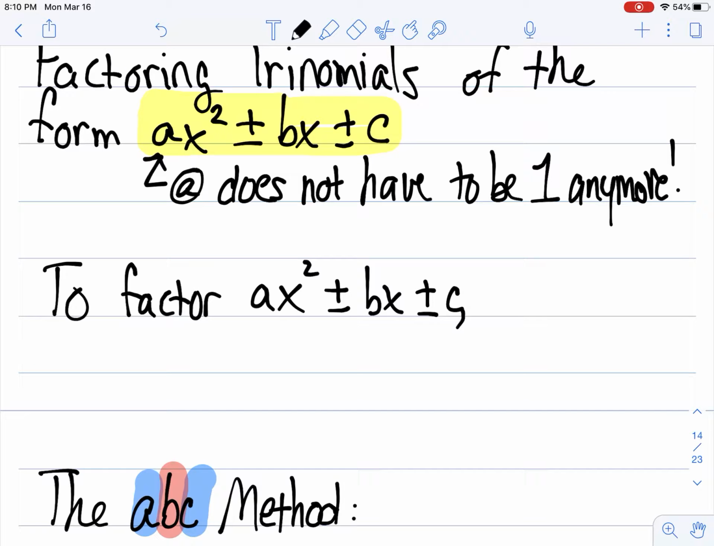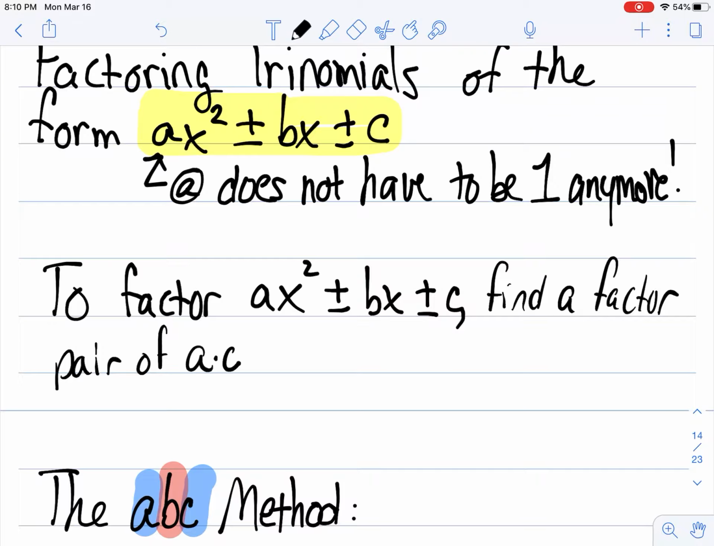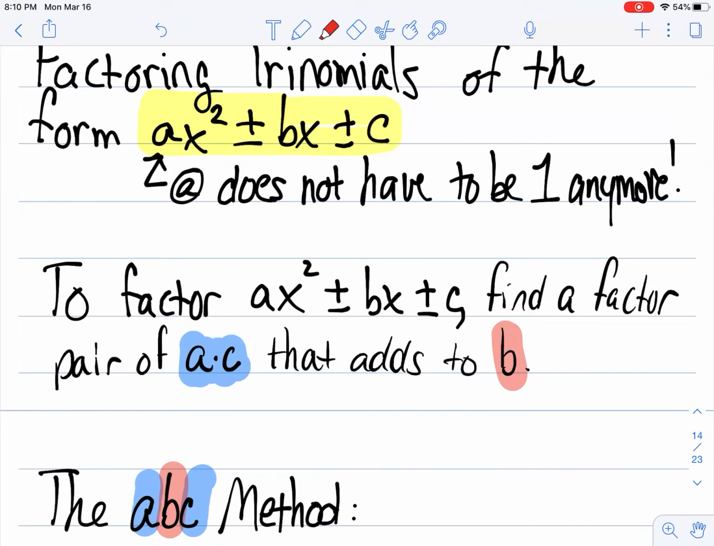So instead of saying find a factor pair of c that adds to b, we need to write find a factor pair of a times c that adds to b. Okay, so that's how this is going to change the process just a little bit here.